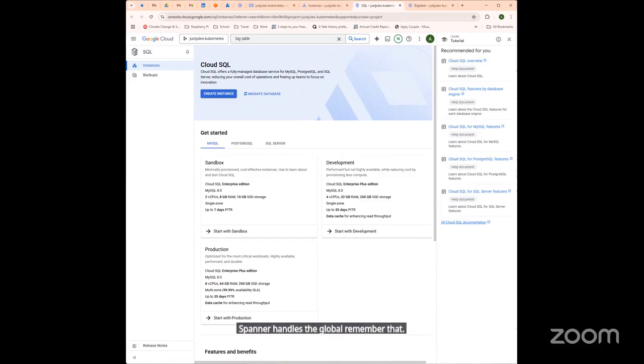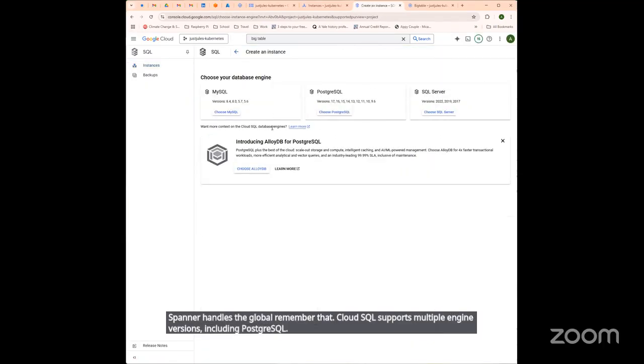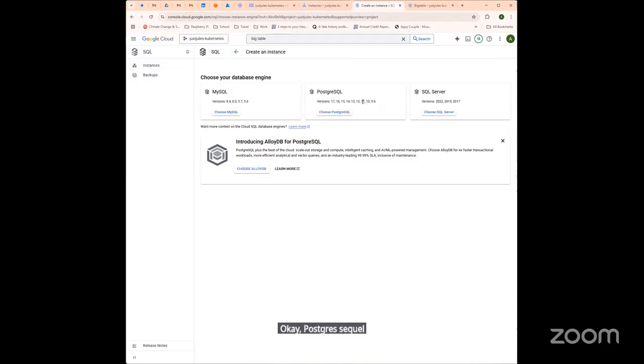Cloud SQL supports multiple engine versions, including PostgreSQL, up to looks like version 17, MySQL up to version 8.4, and SQL Server up to 2022. Okay, and it depends on your subscription region.